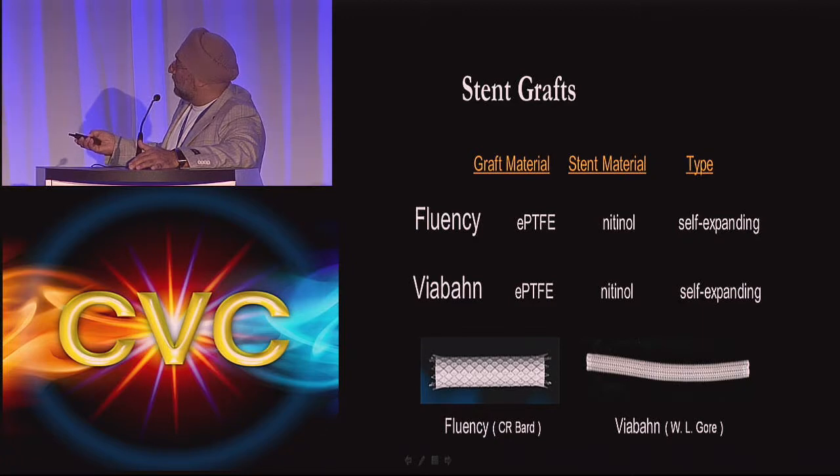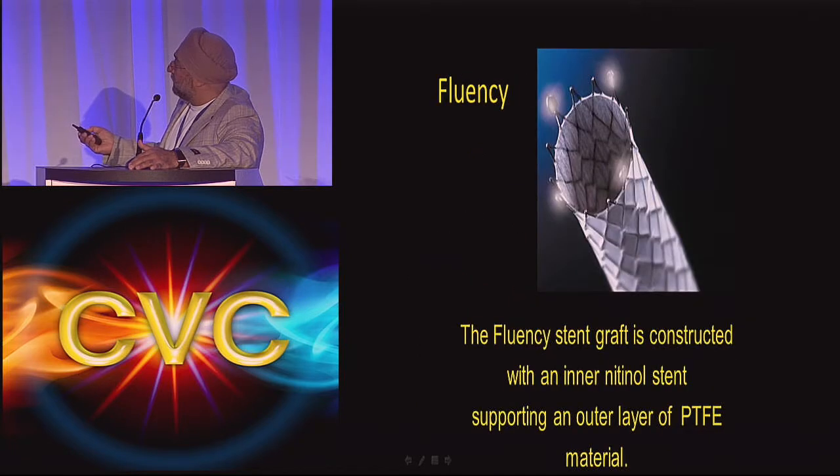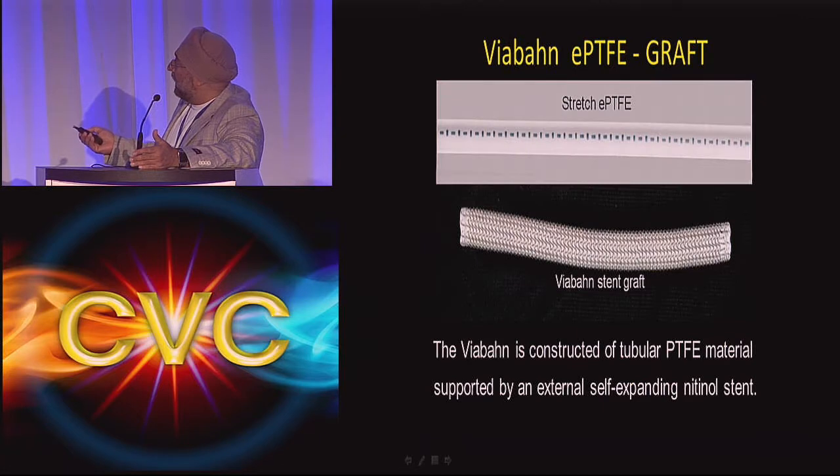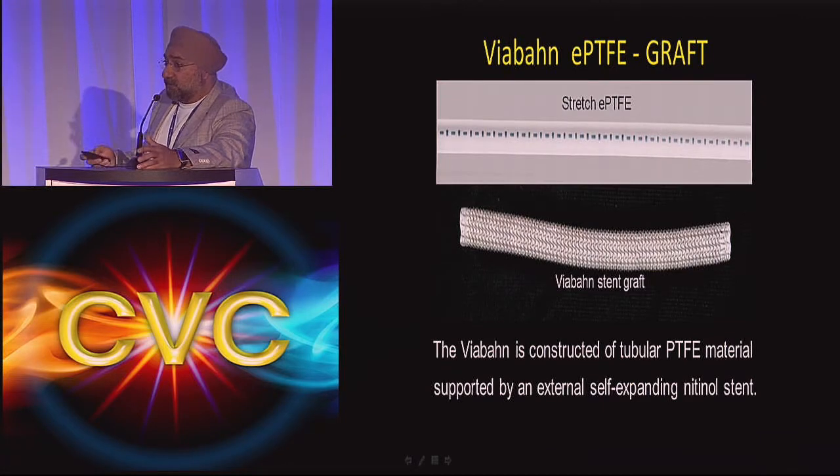Fluency has metal exposed. It's flared at the end. And the Viabond is really just a graft material. I look at the Viabond as a graft on a catheter, and it can stretch a little bit, can be flexible.